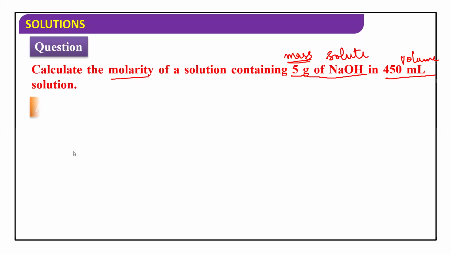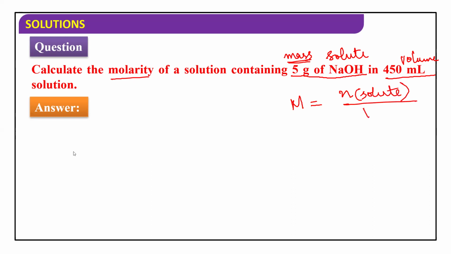Now coming to the problem. To find out the molarity, what we need? We need the number of moles of solute divided by volume of solution in liter. The number of moles is not given in the question. Now how to find out the number of moles? Yesterday I gave one formula: number of moles is equal to the given mass divided by molar mass. What is the given mass? Mass is 5 gram, and the molar mass of NaOH we have to calculate.